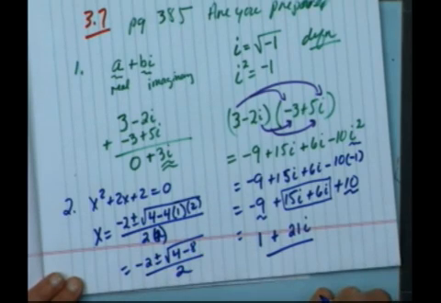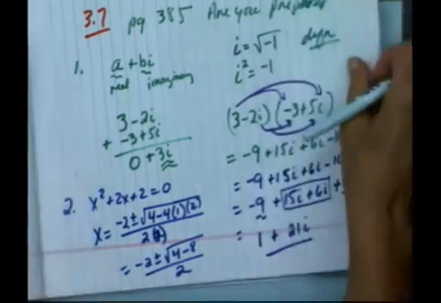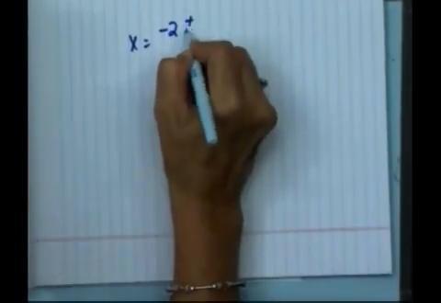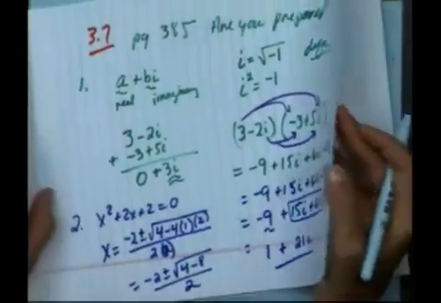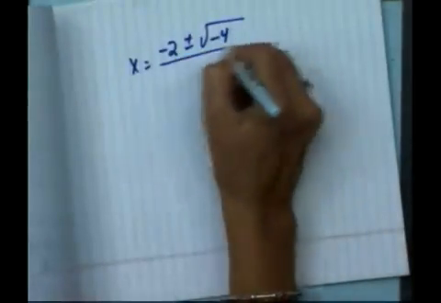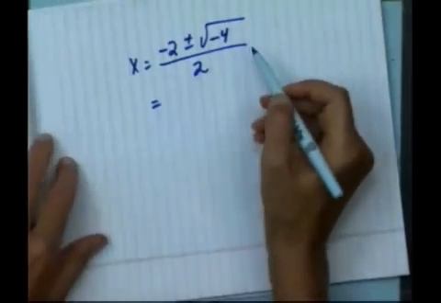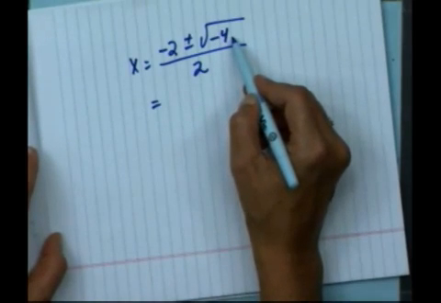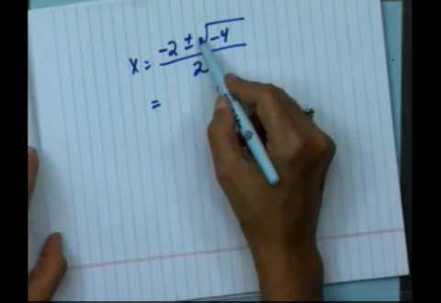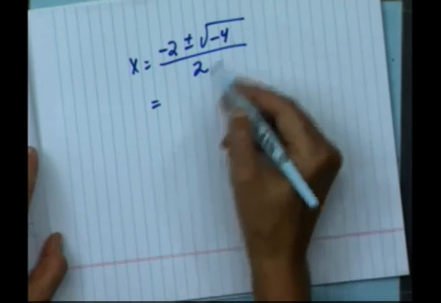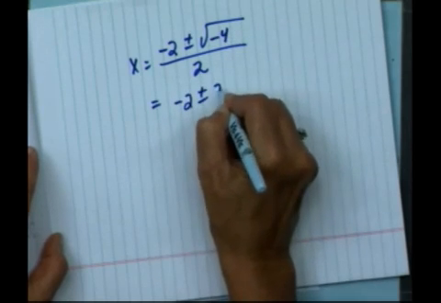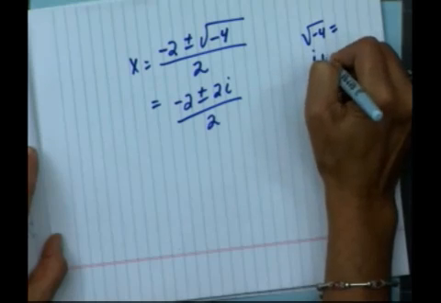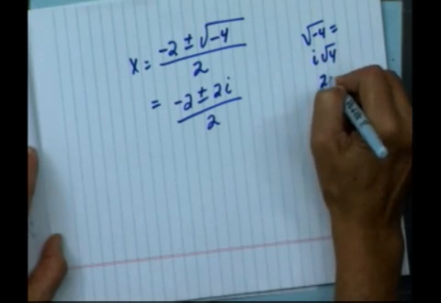Is that what you got? Let me rewrite this. x equals negative 2 plus or minus the square root of 4 minus 8, which is negative 4, over 2. We're supposed to solve it in the set of complex numbers, so how did you deal with that negative 4? You took out an i. Okay, you brought an i out, and the square root of 4 is 2, so we get negative 2 plus or minus 2i over 2. The square root of negative 4 is i times the square root of 4, which is 2i.